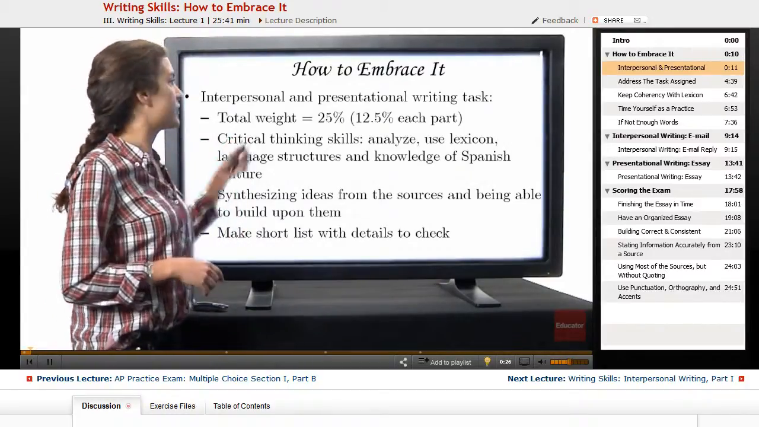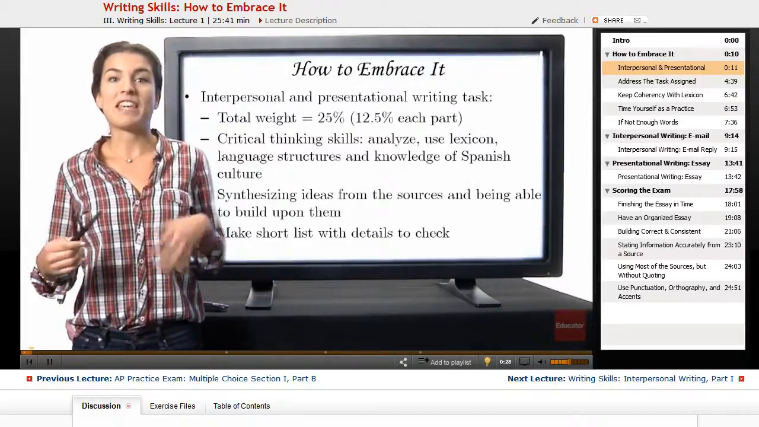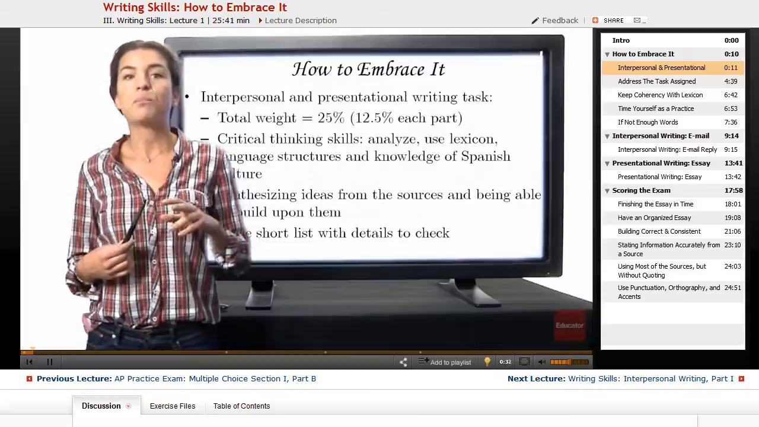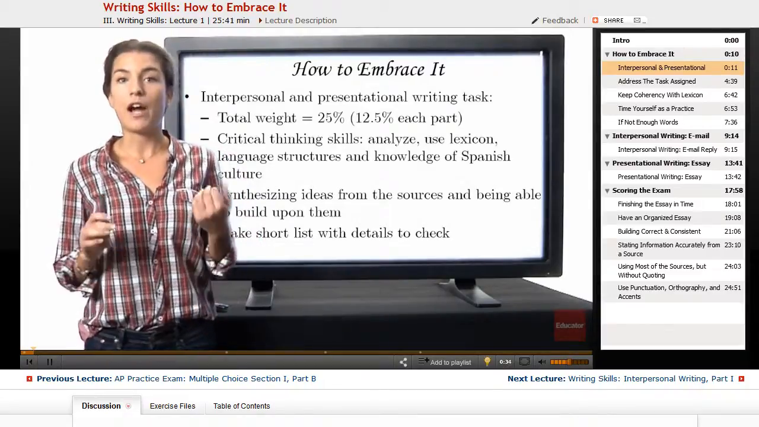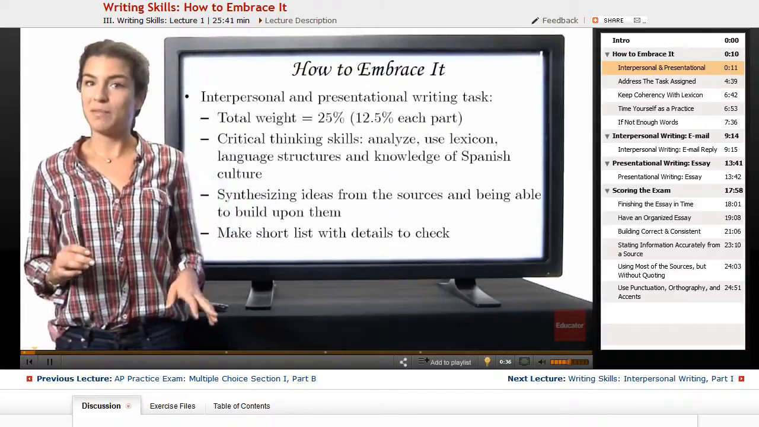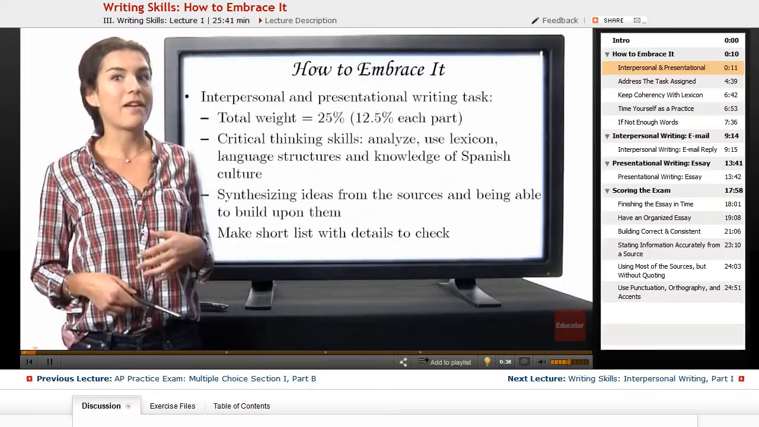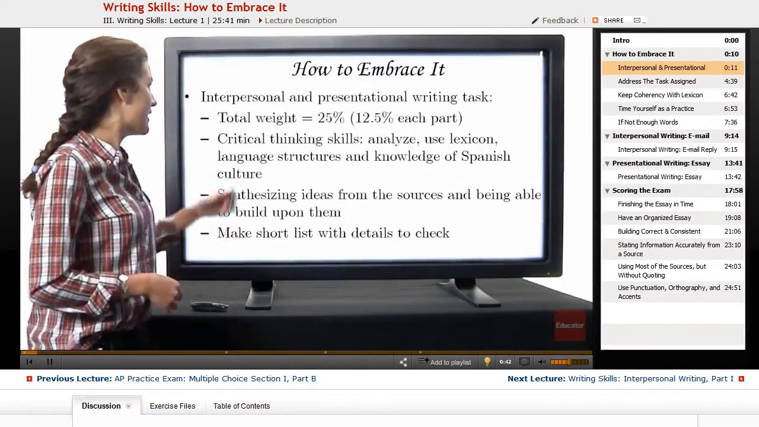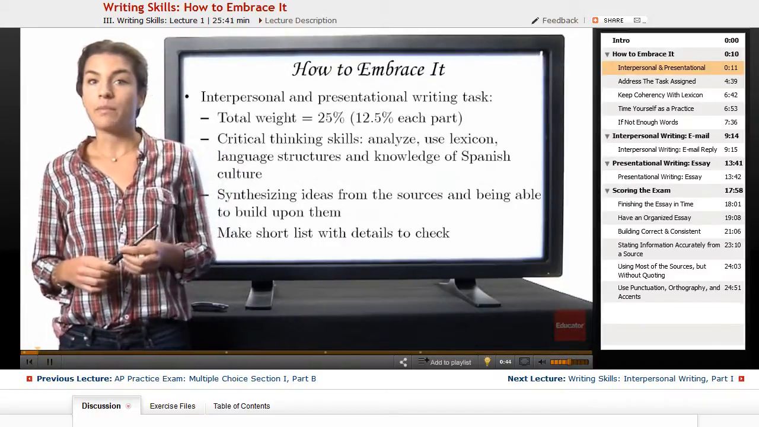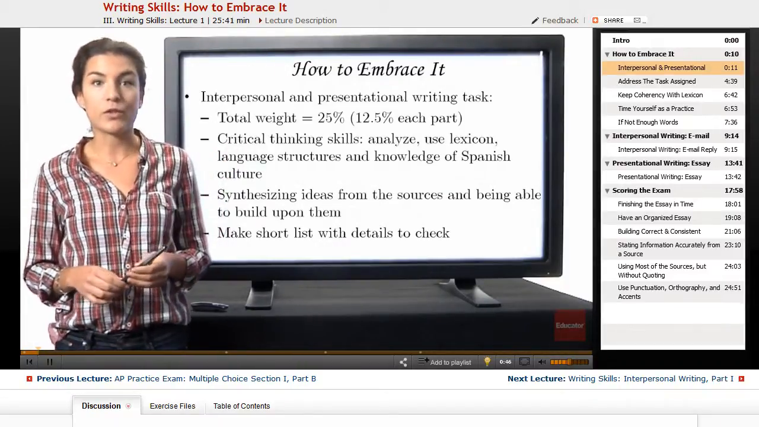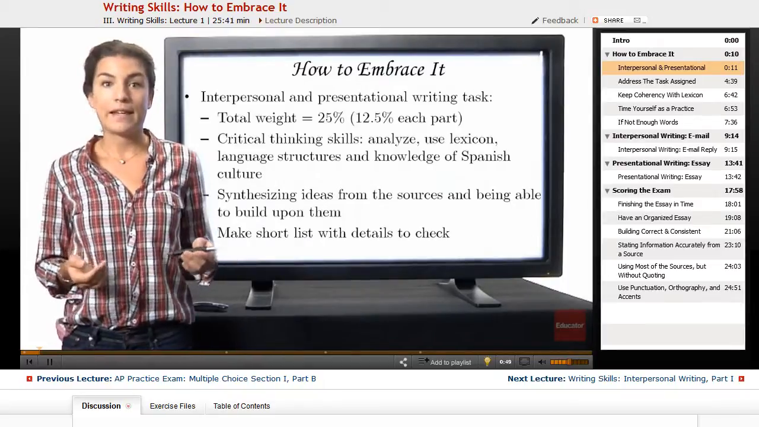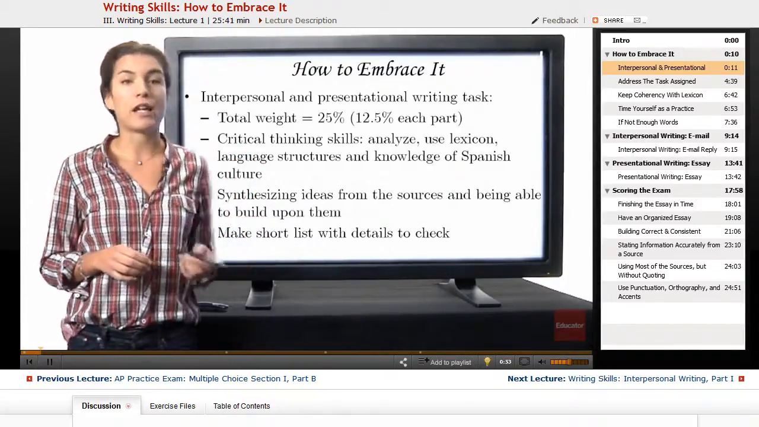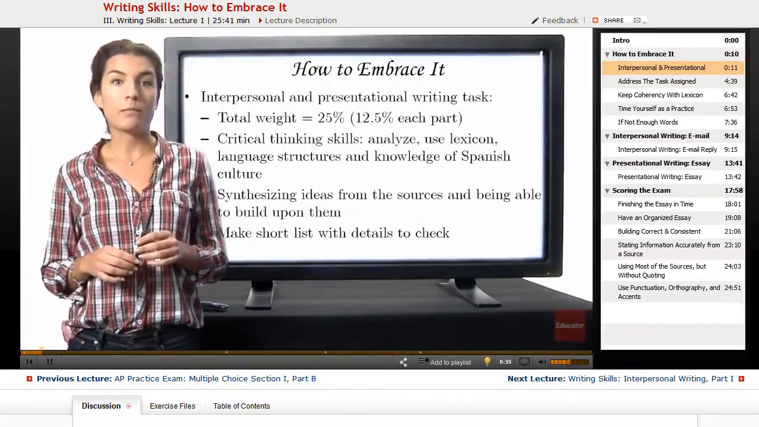First, we're going to have an interpersonal grading where we're going to be answering an email, and then we're going to have a presentational grading. Both of them are going to be proving our task. And it's not only going to be about grading, it's also going to be about reading, for example, reading comprehension. The total of the grading part is 25% of the total score of the exam. Then, this means that each part of it, the interpersonal and the presentational, is 12.5%.